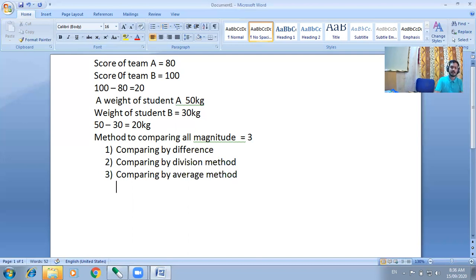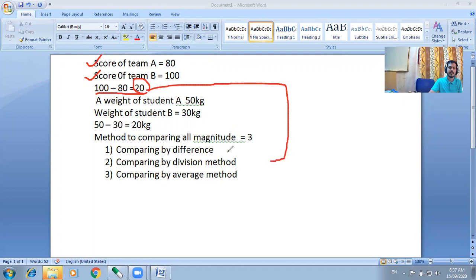So let's try to understand how we can compare by the difference method. In the difference method, we are generally subtracting two or three values. Let's see here the score of team A and score of team B. We get 20, but how? By the difference or subtraction method. So these are the examples for the subtraction method.